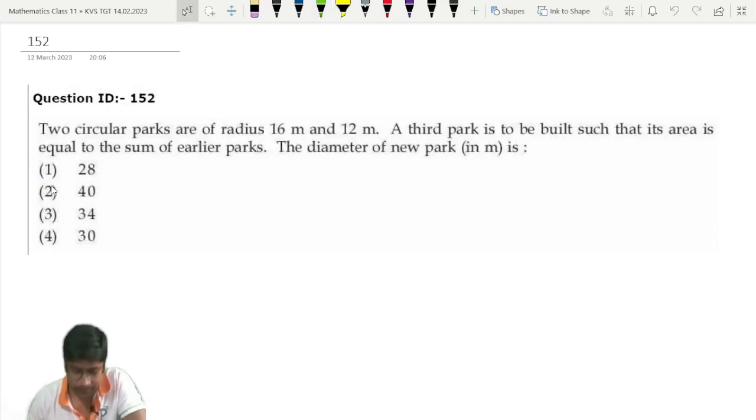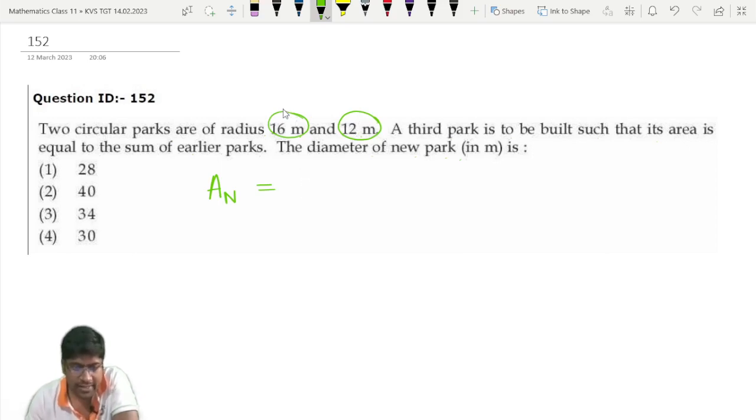Question number 152. Two circular parks are of radius 16 meter and 12 meter. A third park is to be built such that its area is equal to the sum of the earlier parks. We need the diameter of the new park. The area of the new park will be the sum of the areas of the two smaller parks.